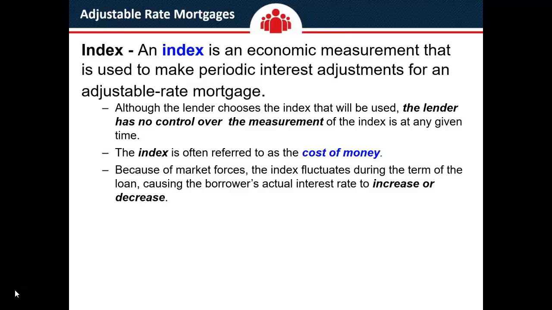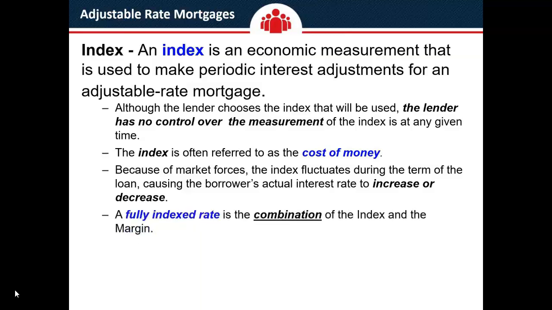That's the whole reason why it's called an adjustable rate mortgage. It adjusts. But you need to know what is the basis that it adjusts on. It adjusts based on the index. The fully indexed rate is a combination of the index and the margin. See, the rate is made up of the index plus the margin. When they add those together, that determines what's called the fully indexed rate, and that's the actual interest rate that the borrower will be paying.